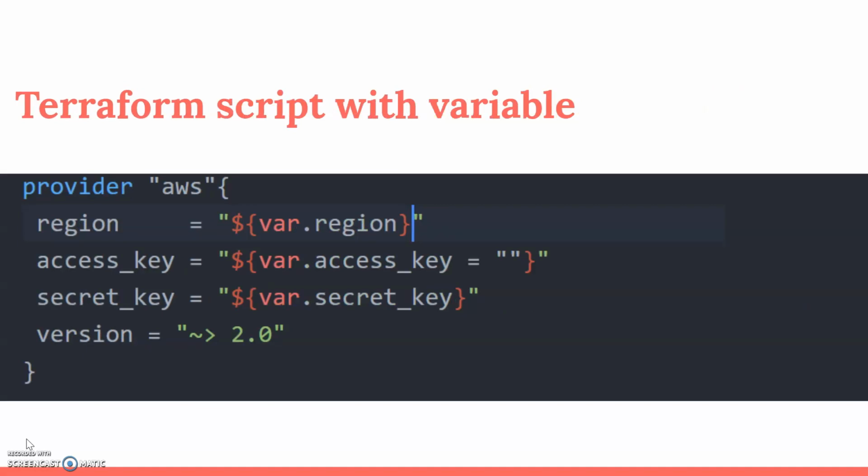So we can use variables like this, where we refer to a variable for the region, for the access key, and for the secret key. The variables are kept in one place, and the main script is kept in another place, so both have different references. The main thing here is that the provider has the reference only, and no variable is defined in the main script.